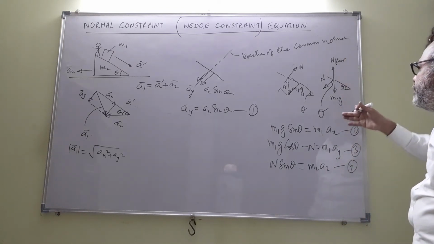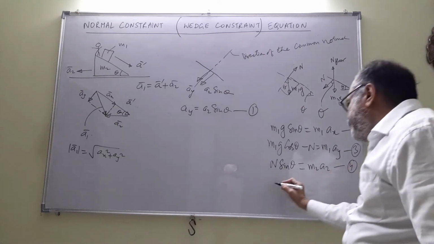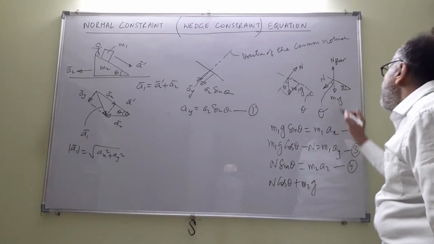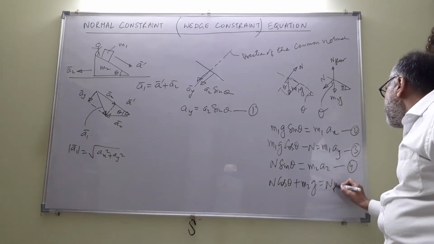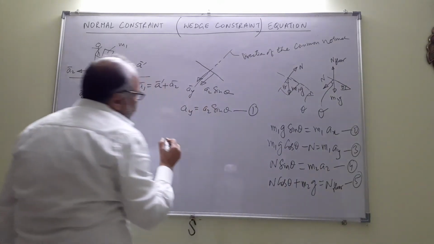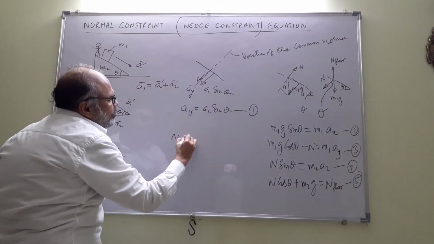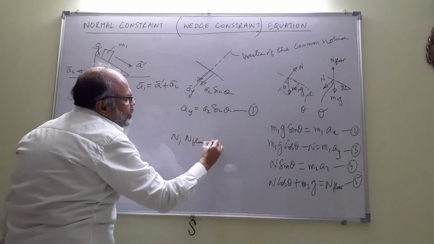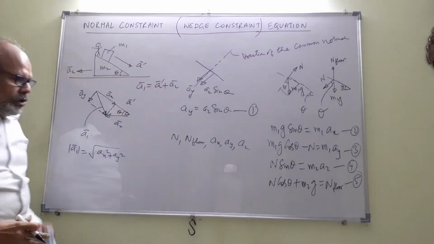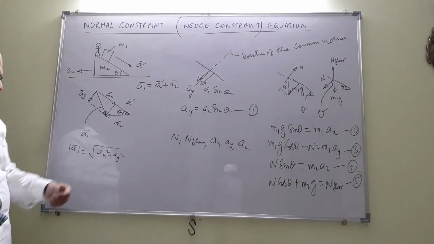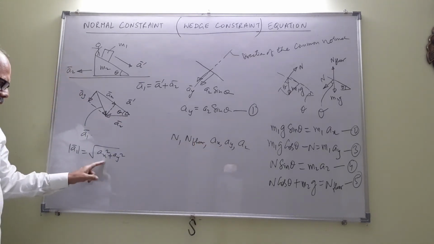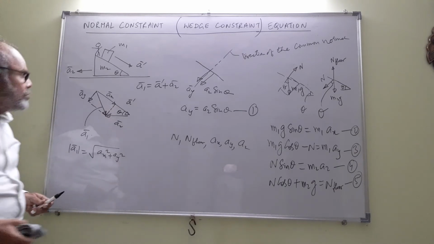And along the vertical, N cos theta plus m2g will be N from the floor. That is the fifth equation. So what are the unknowns? The unknowns are N by the floor, ax, ay and a2. So you have 5 equations and 5 unknowns. Once you know ax and ay, a1 can be found out as root of ax squared plus ay squared.